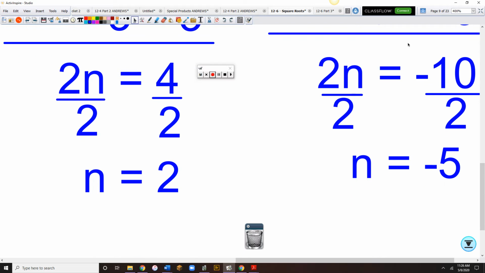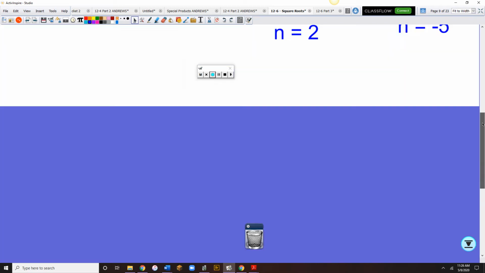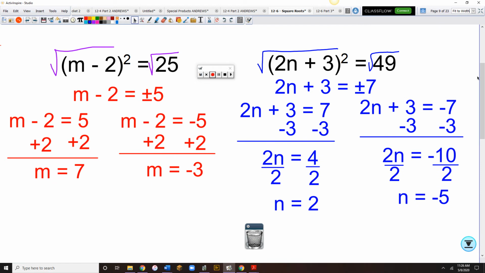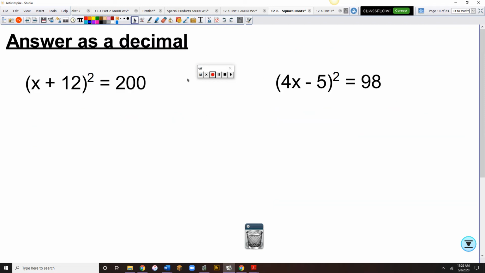Now these first couple examples, I made them come out nice and pretty to dip our toes in the water for our procedure, all right? But we're going to have to solve in decimal form, and we're going to have to solve in radical form. So let's do examples of each of those things, because not every equation is going to have perfect squares like 25 and 49. On these 2 problems we're going to answer as a decimal, and you can see 200 and 98 are not perfect squares. So here we go, let's get started.